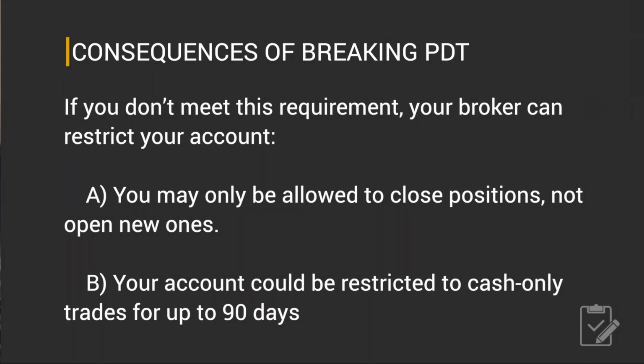Now what happens if you don't maintain, right? If you do not meet that requirement, your broker can restrict your account. You may only be allowed to close positions, not open new ones. So that's the first restriction that your broker is going to impose. And the second one is your account could be restricted to cash only trades for up to 90 days. So those two restrictions are going to be imposed if you break that PDT rule and do not maintain that 25,000.